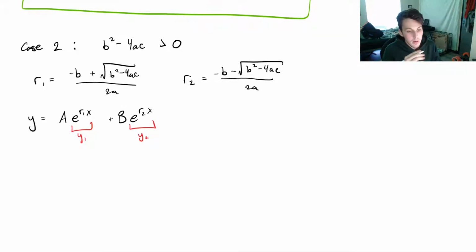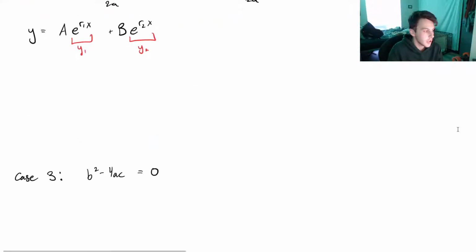A and b are just constants, so since y1 and y2, we know that they are unique and they are linearly independent solutions. So we can take the linear combination of these solutions to get the general solution of our ODE. Okay. And that's it for case 2. Super straightforward. Just use the quadratic equation.